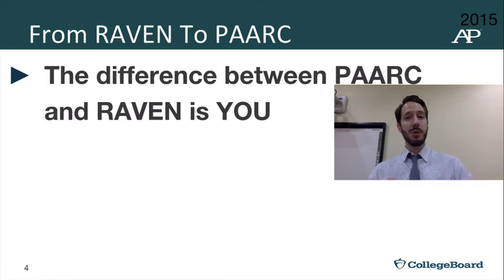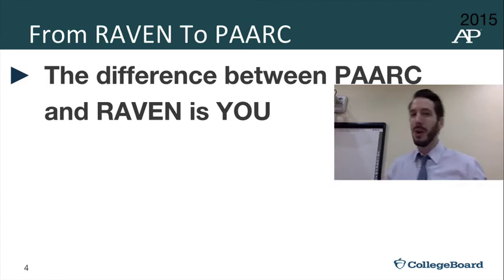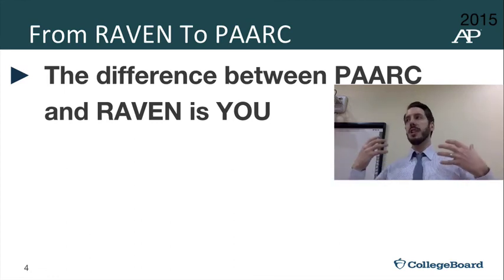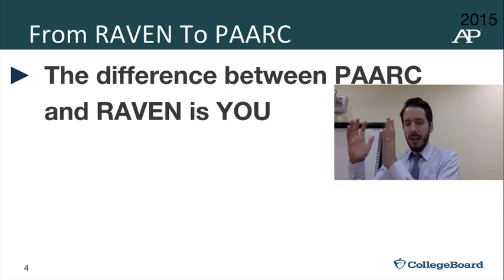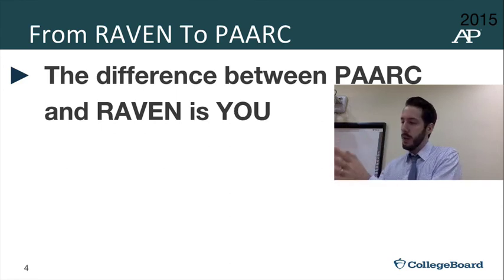Now, the big difference between Raven and PAARC is you. In Raven, you were assessing someone else's evidence to determine if it's credible, but here, really, you have to justify your rationalization. You have to justify if it's purposeful, if the data is accurate, if the authority of the person presenting the research is sufficient, if it's relevant, and if it's current. It's now all about you.